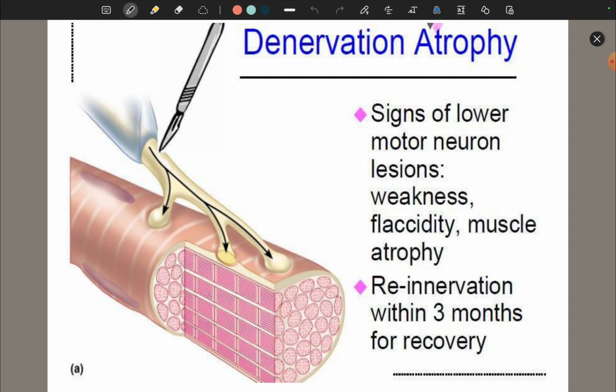But after healing, let's say the trauma is healed, or after surgery there is a cut, and then there is healing, and then you use your muscle. This again will be built up again, and there will be good recovery after months.